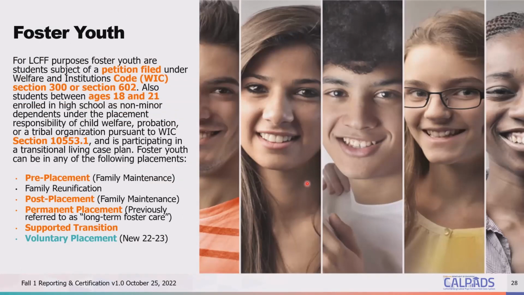So for foster youth, how do you determine foster youth? The common misconception in CalPAS reporting is that all students who are identified as foster youth in California qualify for foster youth in the CalPAS collection. Unfortunately, that's not the case. There are only 4 subgroups of foster youth that are included in the foster youth collection: pre-placement, post-placement, permanent placement, transition, and voluntary placement. Actually, there's 5, I guess.